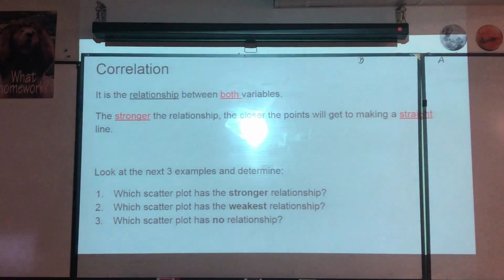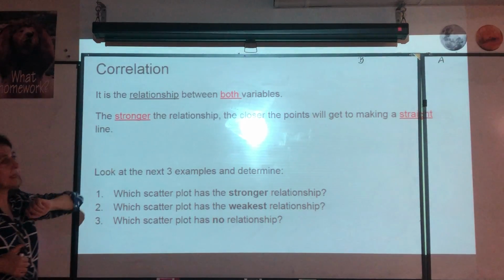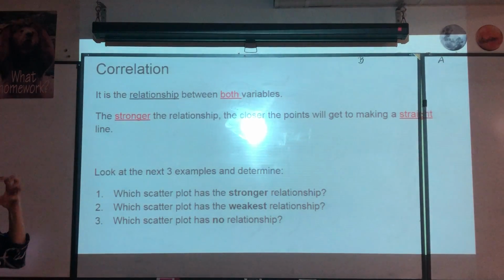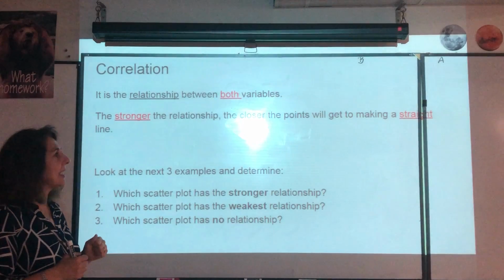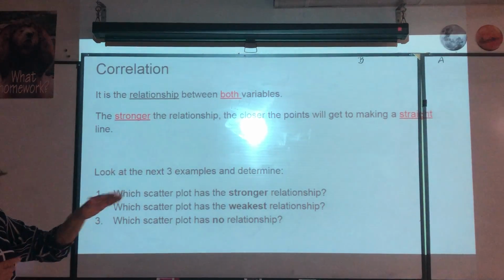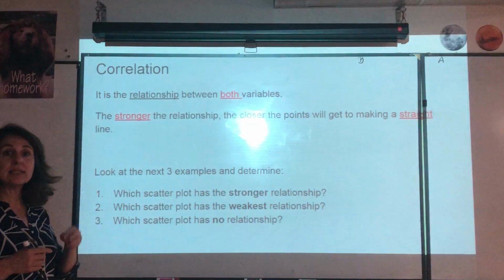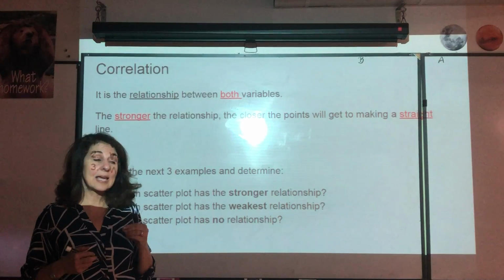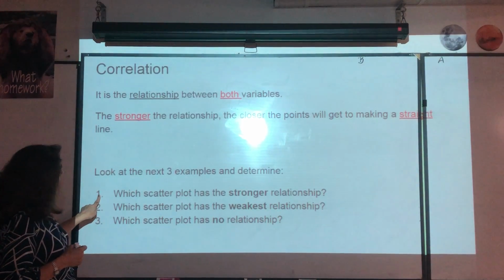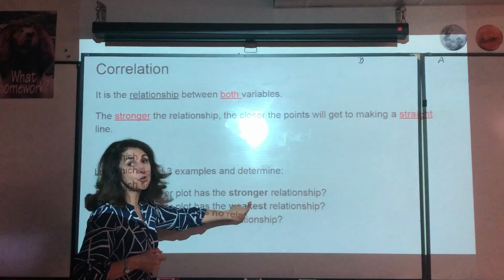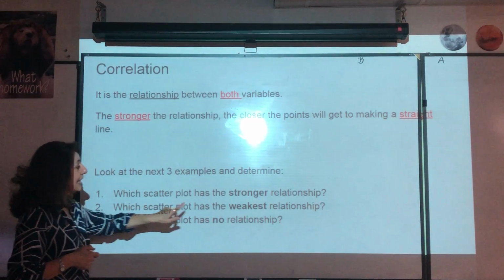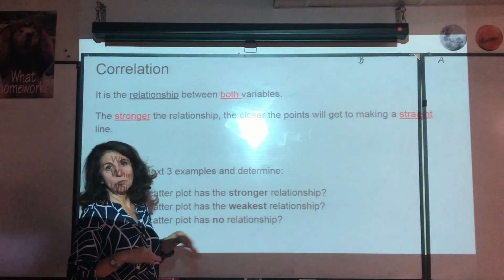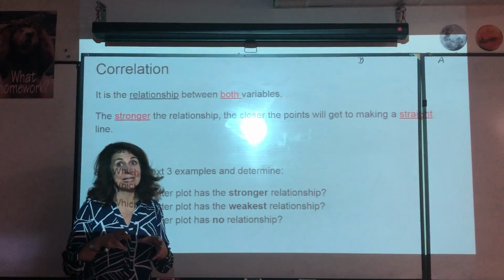Now, correlation. Correlation is a relationship between both variables. So the stronger the relationship between the variables, the closer the points are getting together to making a straight line. So what we're going to see is the three possible ways of finding information in a scatter plot. First one, which scatter plot has the stronger relationship? Which one has the weakest relationship? And which one has no relationship, like the information is not related at all?